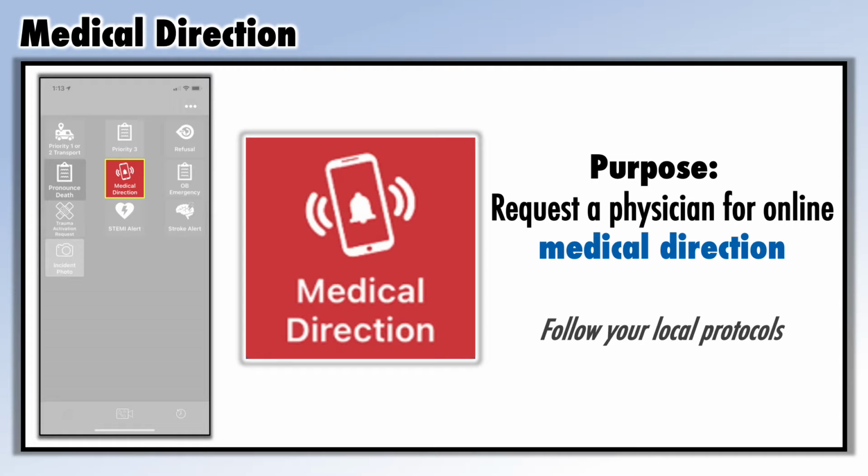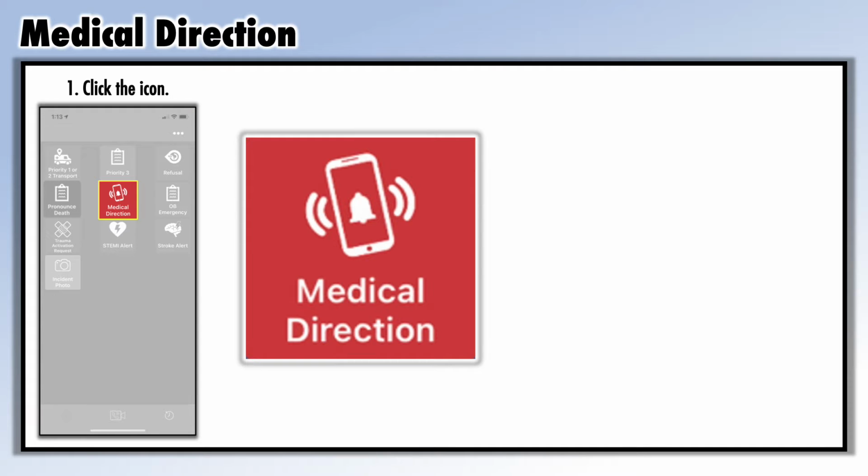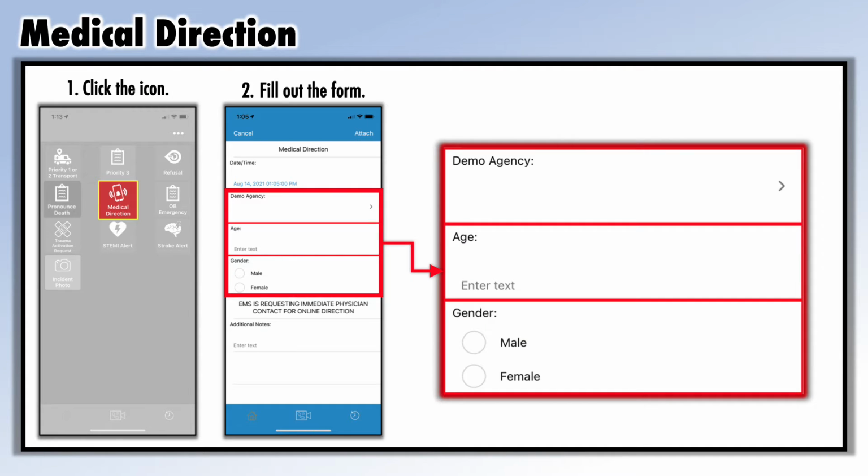The medical direction icon is used to request a physician to call the EMS crew for online medical direction. See your local protocols for circumstances that require EMS to obtain online medical direction. Here's how it works. First, click the icon. Then, fill out the form.